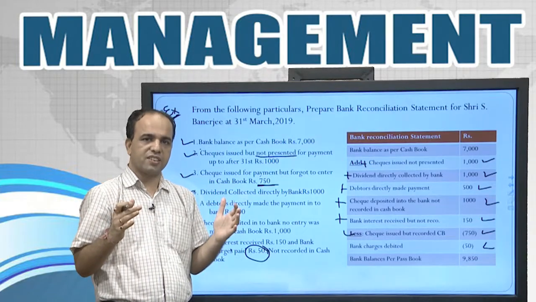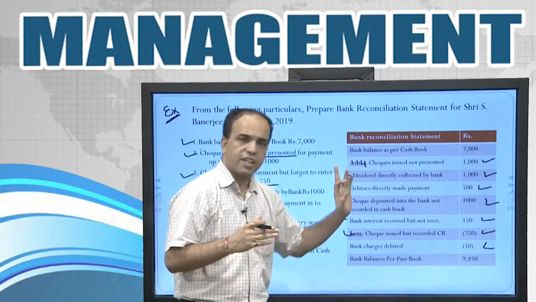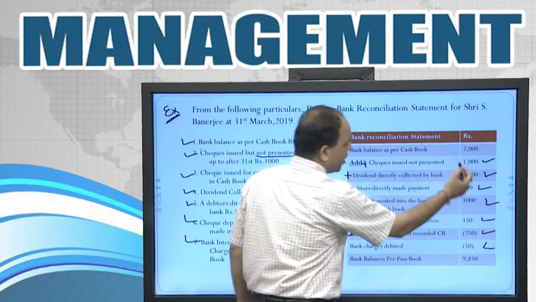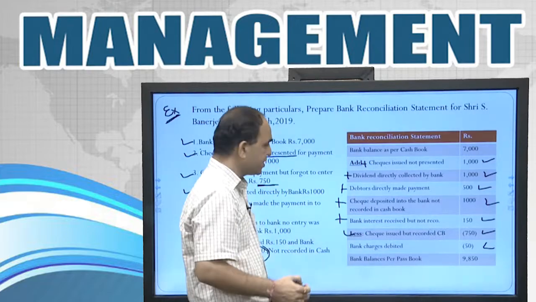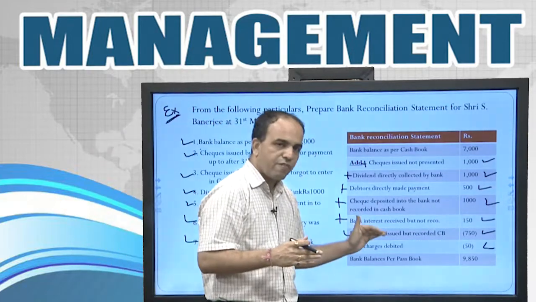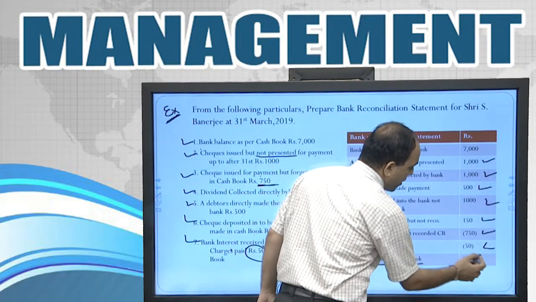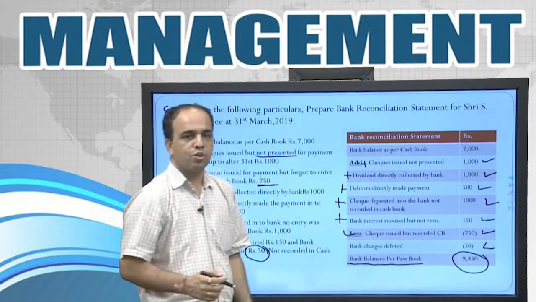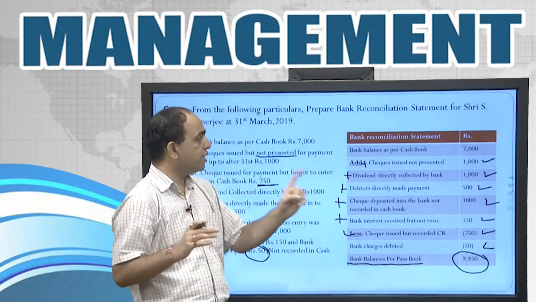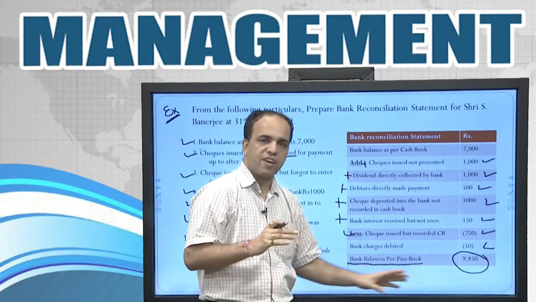This type of transactions generally creates differences between bank balance as per cash book and bank balance as per passbook. So after plus or minus of all the transactions, which create the difference, we have given the effect, and at the end we will get bank balance as per passbook 9,850. Friends, if it starts as per cash book, it ends with as per passbook.